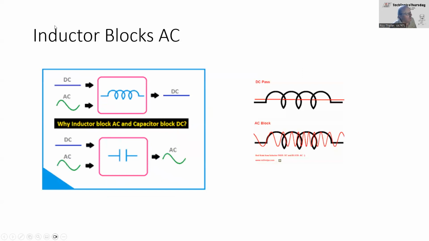One way you can think of this is that an inductor blocks AC. If you have DC and AC going to an inductor, the DC will go through and the AC gets blocked, just the opposite of a capacitor. This is why inductors are often used in DC power supplies to remove the AC ripple, because the DC will pass through and the AC gets blocked.